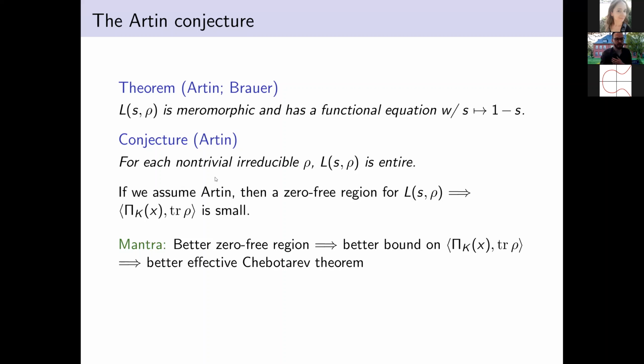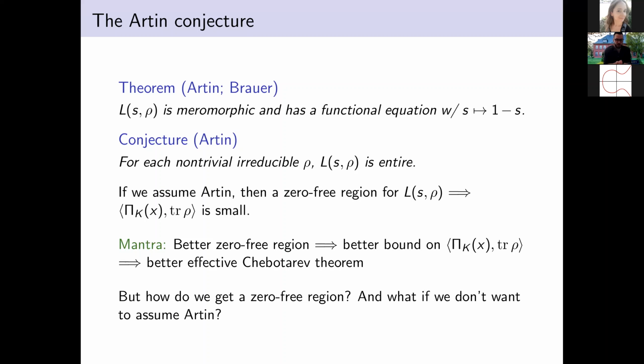Okay, but how do we actually go about getting the zero-free region? And what if we don't want to assume the Artin conjecture?